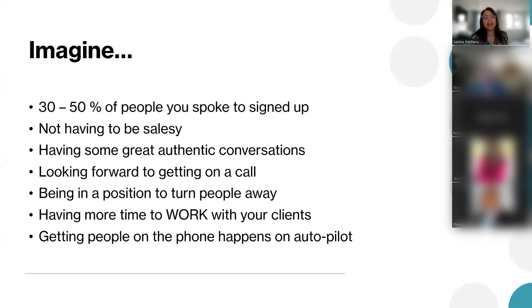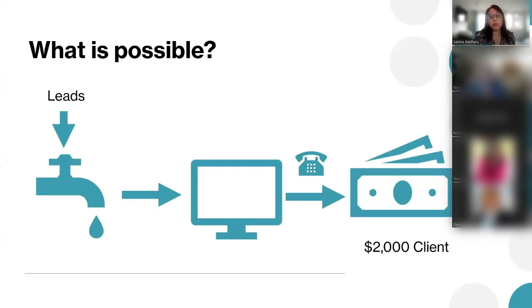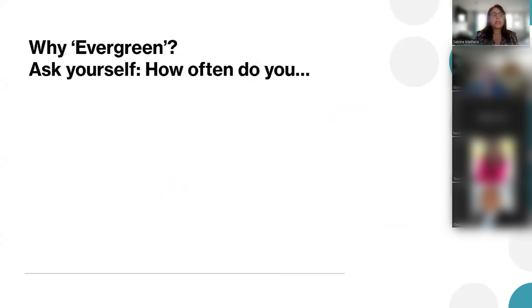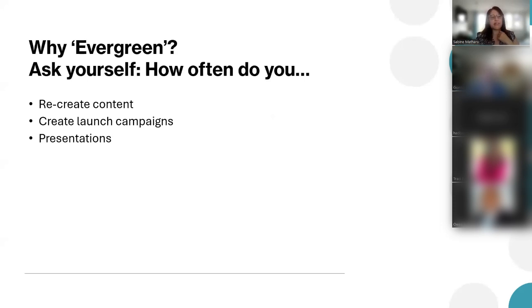And the webinar definitely helps to get people on the phone, and it happens on autopilot. If you choose to automate the webinar, sometimes I get calls and it's like, oh, where's that come from? It just runs in the background. So it is absolutely possible to create a system, and it runs over and over and over again, right? So evergreen, let's talk about this. How often do you recreate content, launch campaigns, do presentations, and recreate it over and over, create new offers, new sales pages?